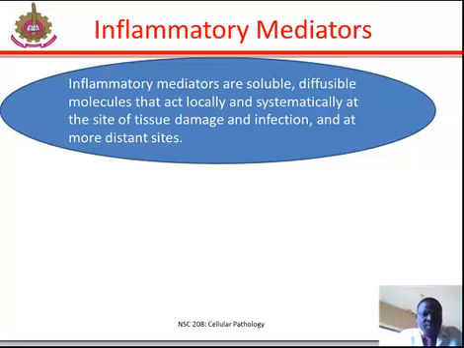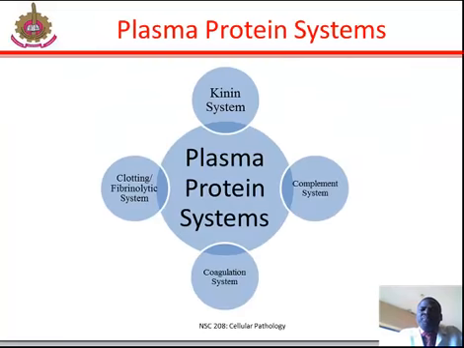So, we look at plasma protein systems. This contains four interrelated systems of protein that generate various mediators of inflammation. They are complement, kinase, coagulation factor, and fibrinolytic system. These protein systems are interrelated and they generate various mediators of inflammation.